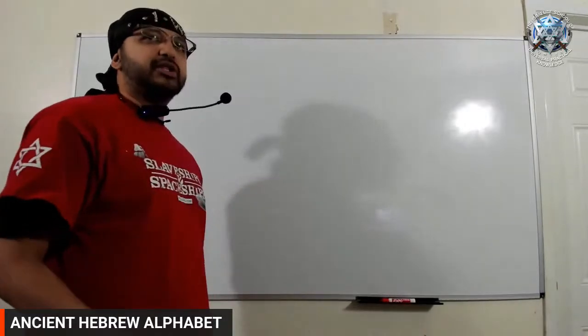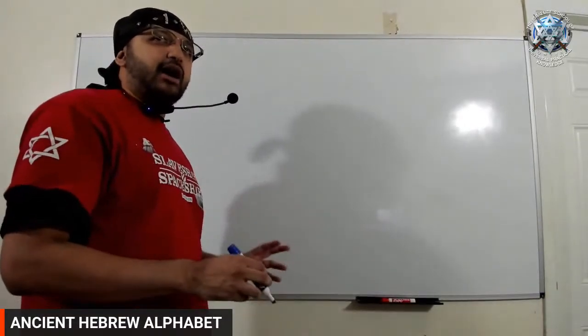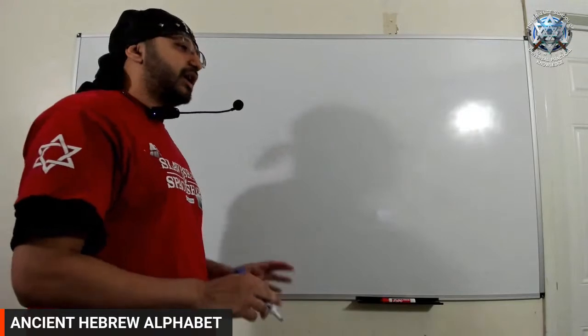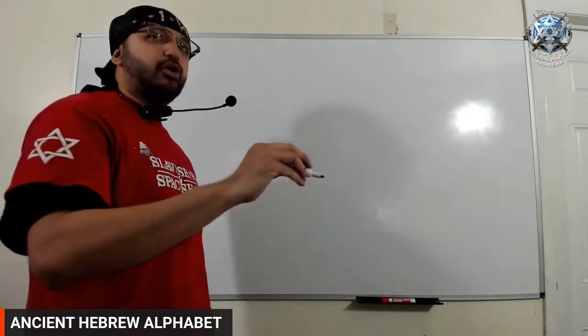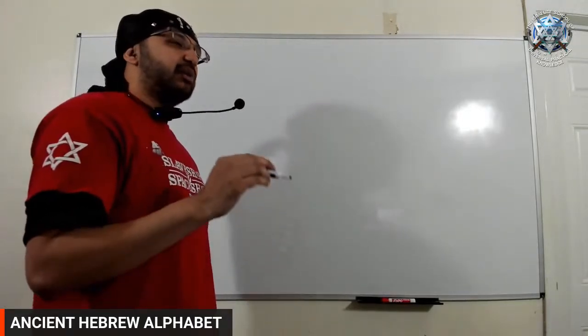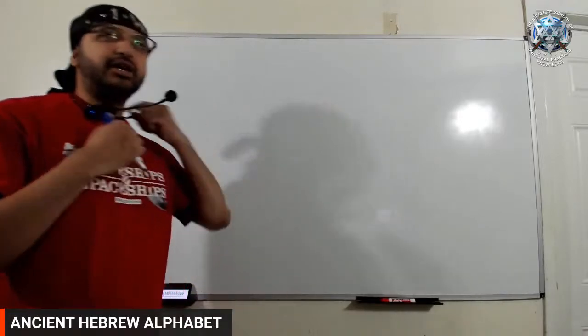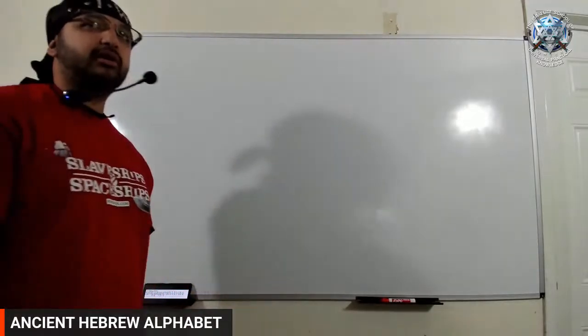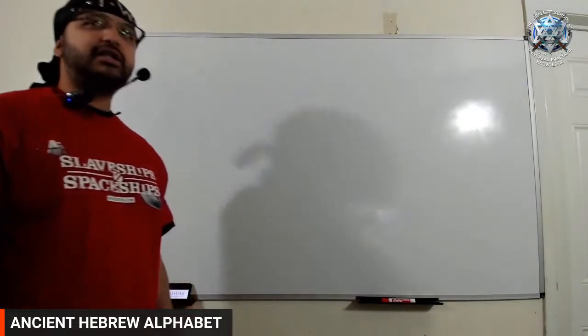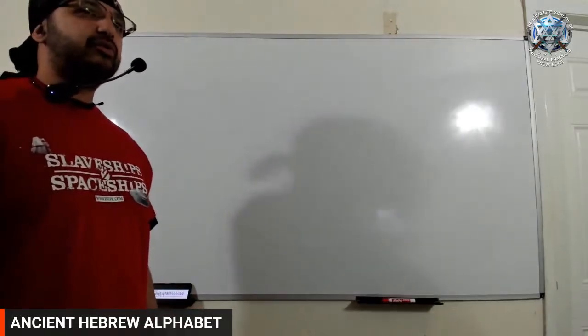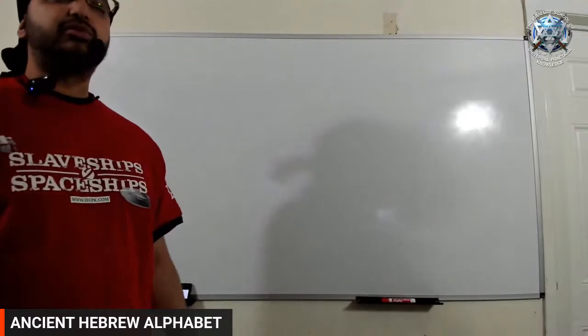What we're going to do first is write down the entire alphabet, and then we're going to go over each letter one by one, and practice writing that letter in the ancient Hebrew. We'll start off with that, and we'll see how that looks. And if we do have the time, we'll definitely get into the Assyrian Hebrew as well.